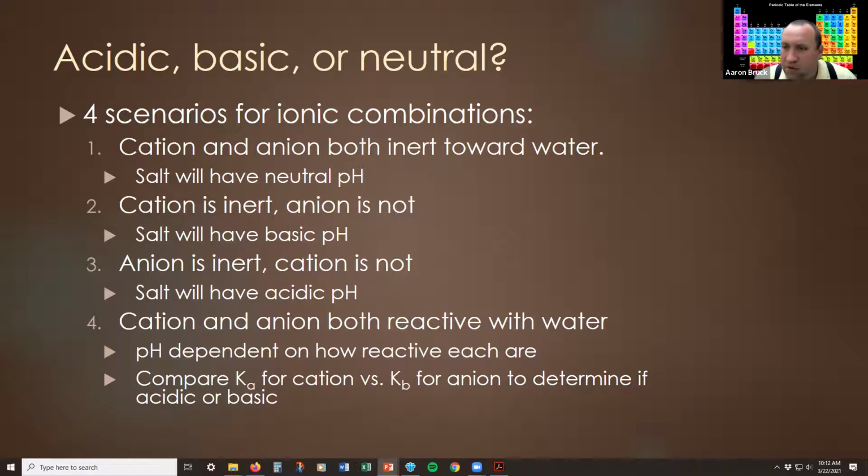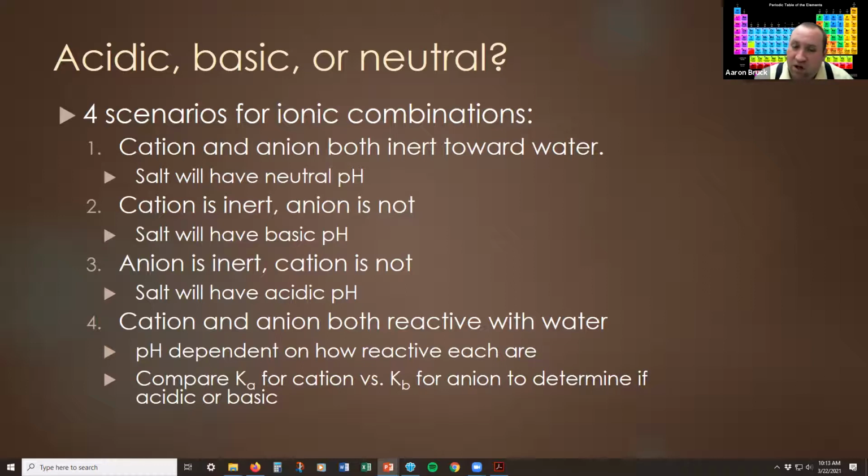Number 2, this is our most common scenario for non-neutrality. We have a cation that is inert, usually a group 1 or group 2 metal ion, but an anion that is derived clearly from a weak acid. And as a result, we're going to have a basic pH for this. The flip argument is true as well. Scenario 3, if the anion were inert but the cation were not, well, we just flip the script. The salt's going to be acidic as a result.